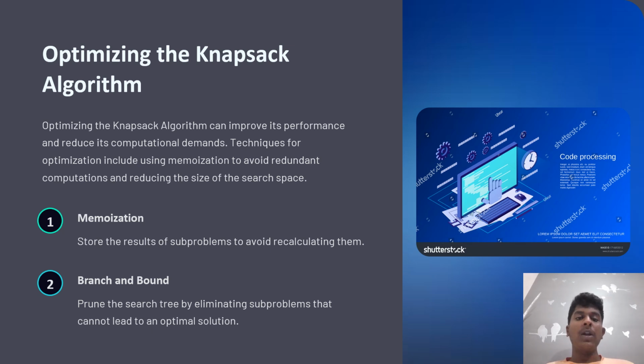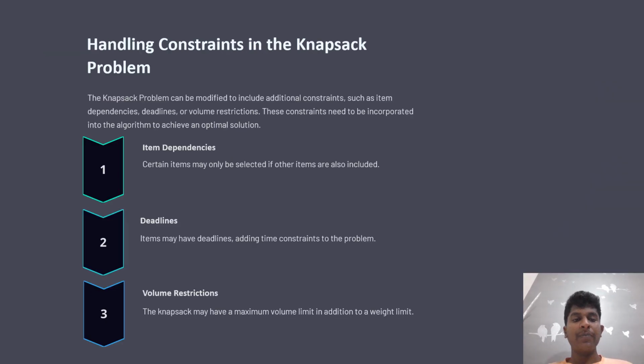Optimizing knapsack algorithm. Optimizing the knapsack algorithm can improve its performance and reduce its computational demands. Techniques for optimization include memoization to avoid redundant computation and reducing the size of the search space. Memoization stores the values of subproblems to avoid recalculating them. Branch and bound prunes the search tree by eliminating subproblems that cannot lead to an optimal solution.